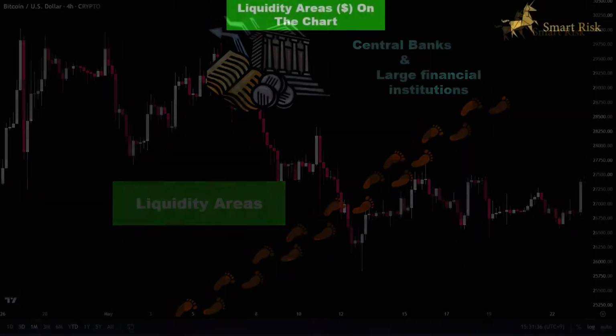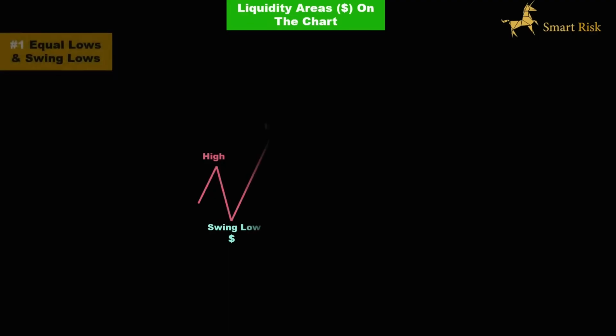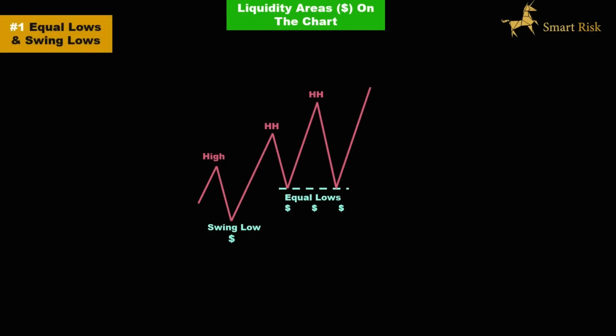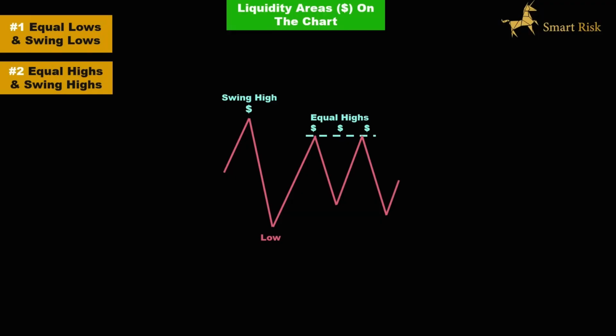Liquidity can be identified in various areas on the price chart. Some examples include equal lows and swing lows. Liquidity can often be found below previous equal lows or swing lows, as these levels may attract buying interest and result in an accumulation of orders. Equal highs and swing highs. Similarly, liquidity can be observed above equal highs or swing highs, where selling pressure may accumulate.